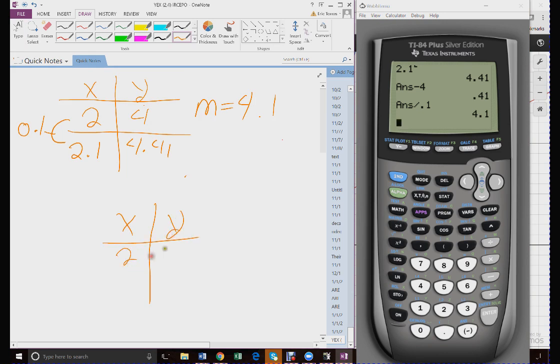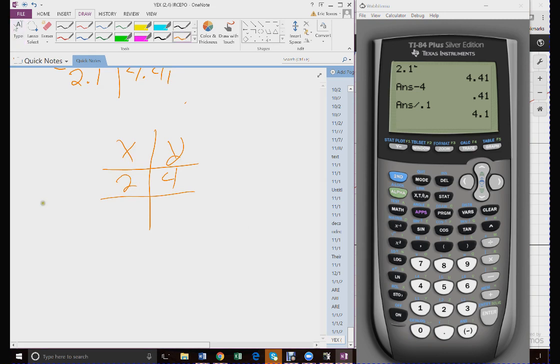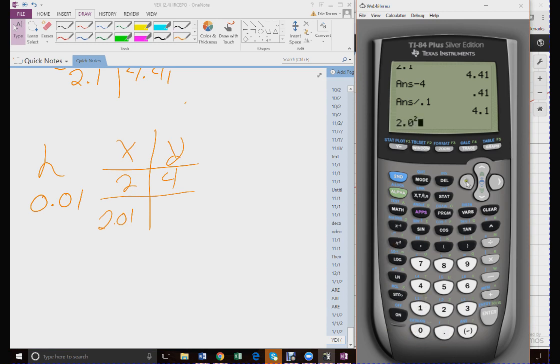So we start at 2, 4 as our first point, and let's make the distance between them 0.01, which means my next x value, remember this is our value h, is going to be 2.01. Let's find the y value. 2.01, oops, missed my 0.01 squared. So there's my y value.